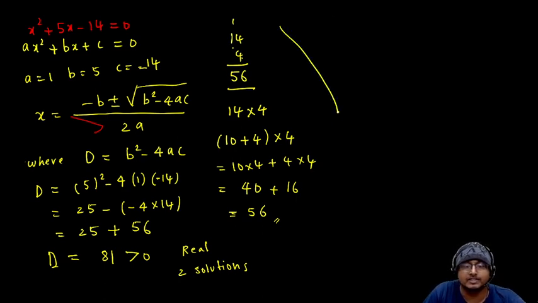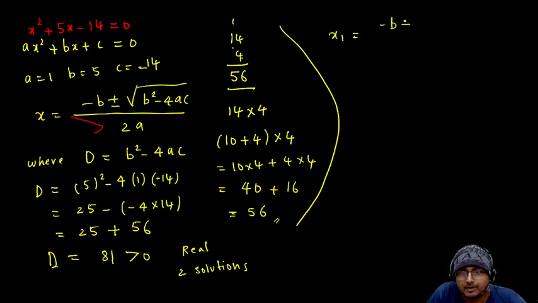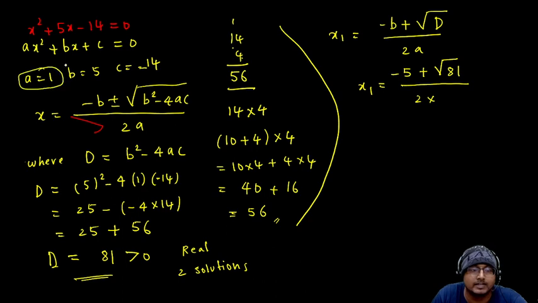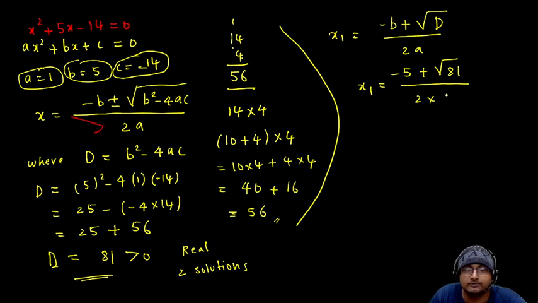And one more thing, we will substitute in the formula. x1 we take as minus b plus under root of b square minus 4ac, which is nothing but d, divided by 2a. We substitute the values of a, b, c. x1 is equal to, what is b? 5. So minus 5 plus under root of d. What is the d value we got? 81. Substitute here, divided by 2a. 2 into what is the a value? Here it is 1. a is 1, b is 5, and c is minus 14.